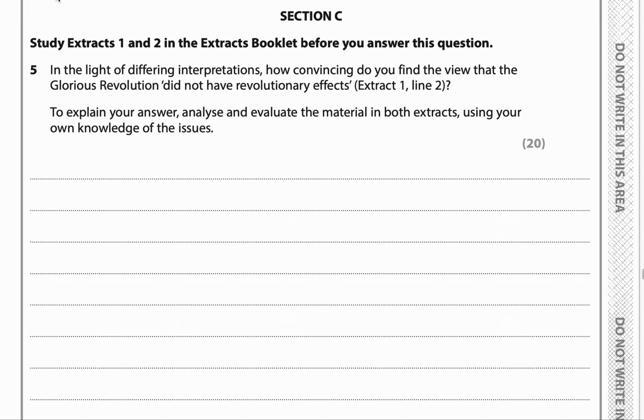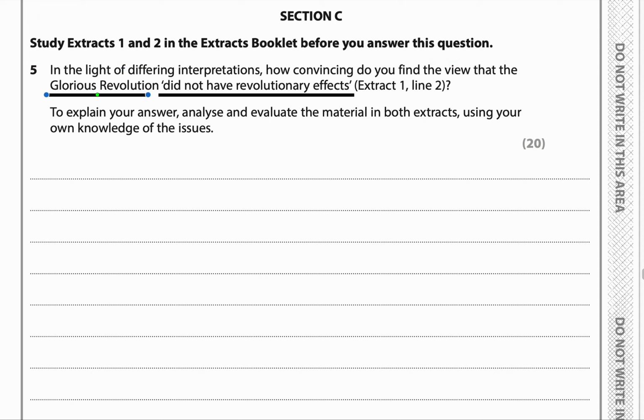Okay. So, the question is, in light of differing interpretations, how convincing do you find the view that the Glorious Revolution did not have revolutionary effects? Okay, so that's what we're talking about. The Glorious Revolution did not have revolutionary effects. Whether the Glorious Revolution had revolutionary effects or not.